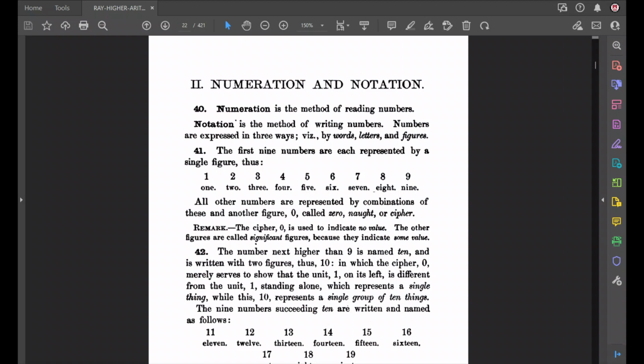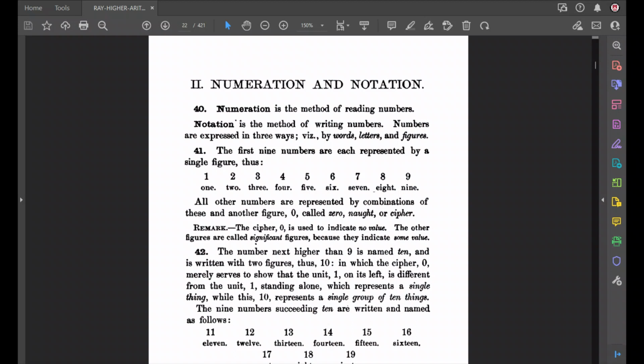Reading is the key word. Reading numbers. Numeration is the method of reading numbers. Numeration is how we read numbers. It's basically in arithmetic what orthography would be in grammar. Numeration is the method of reading numbers, how to read and understand numbers as they're written in words or with figures.